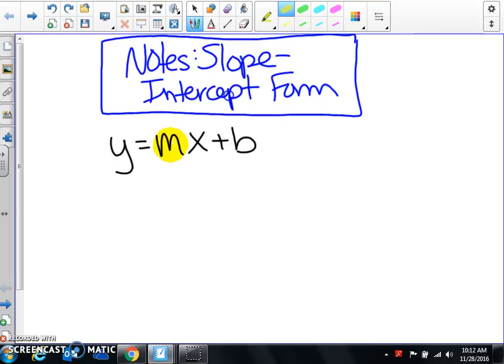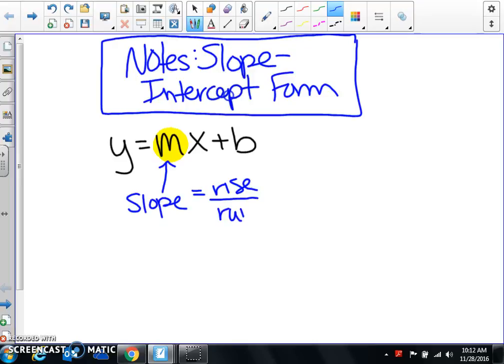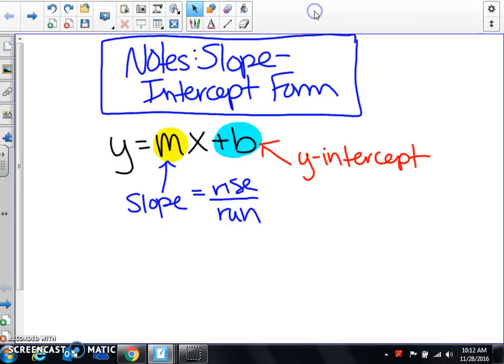We already talked about what M is. M is slope, and slope is rise over run. That's really important because now we're going to start graphing. We haven't talked about what that B is. B stands for the y-intercept. That's it. So when we start graphing, we're always going to start with our B.